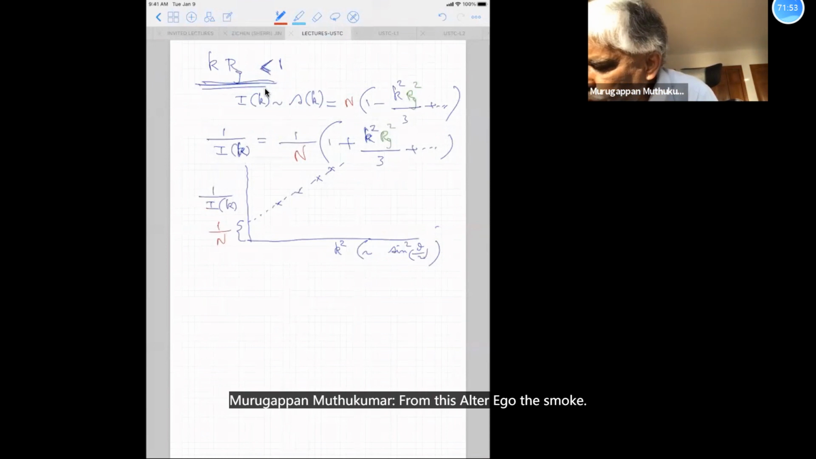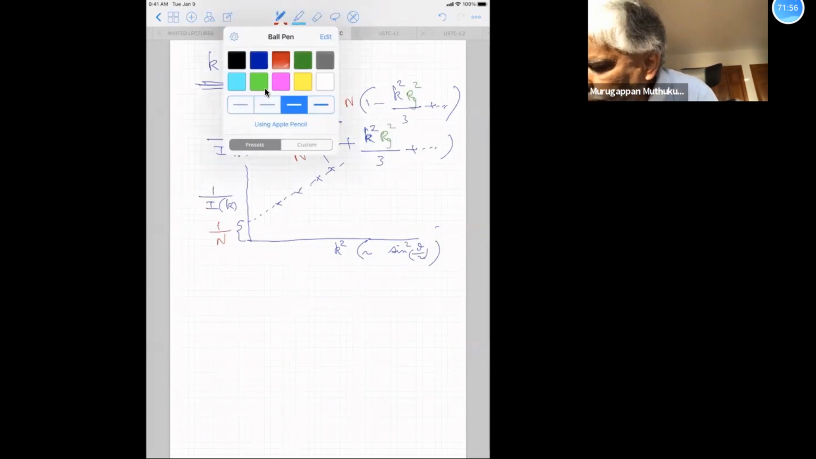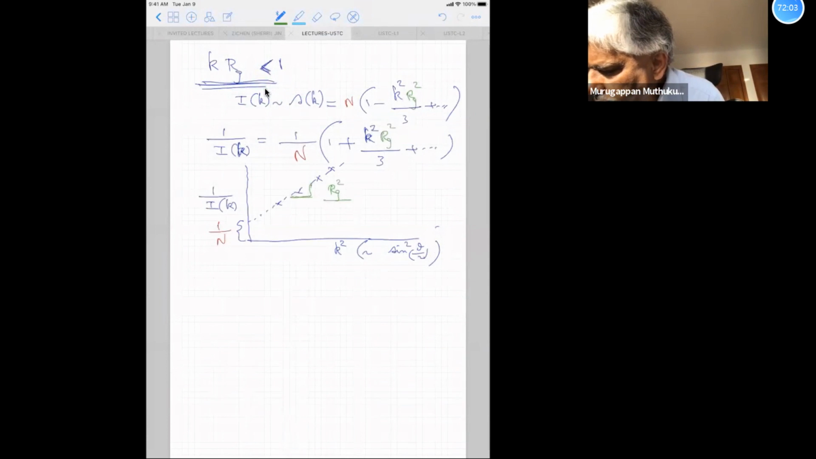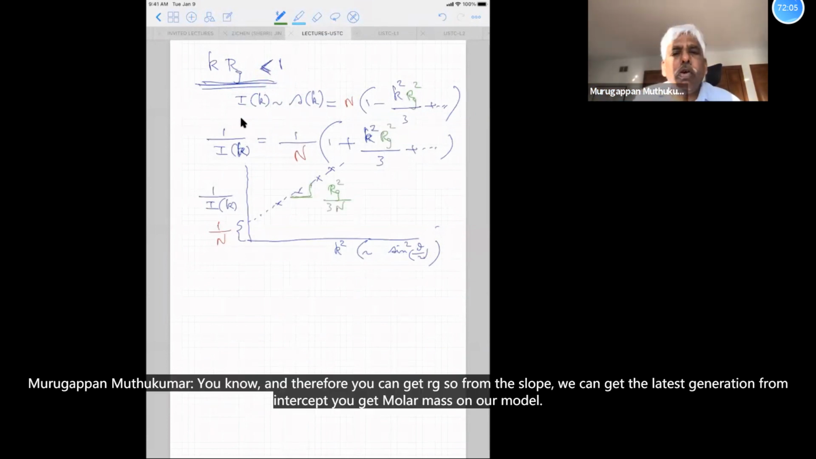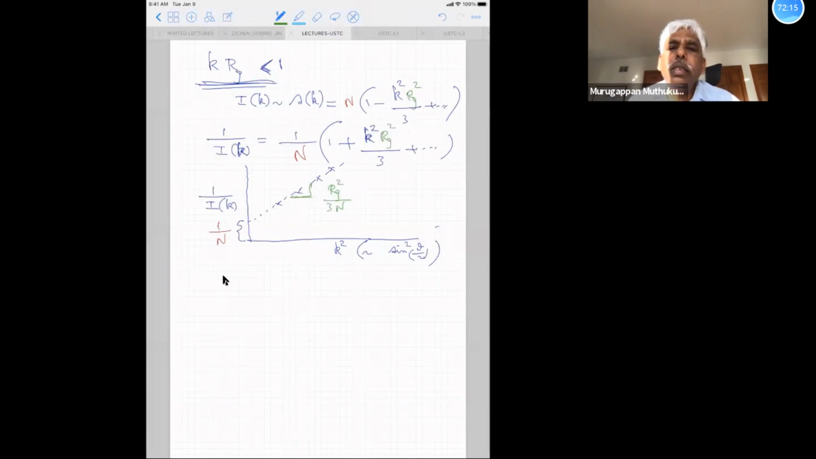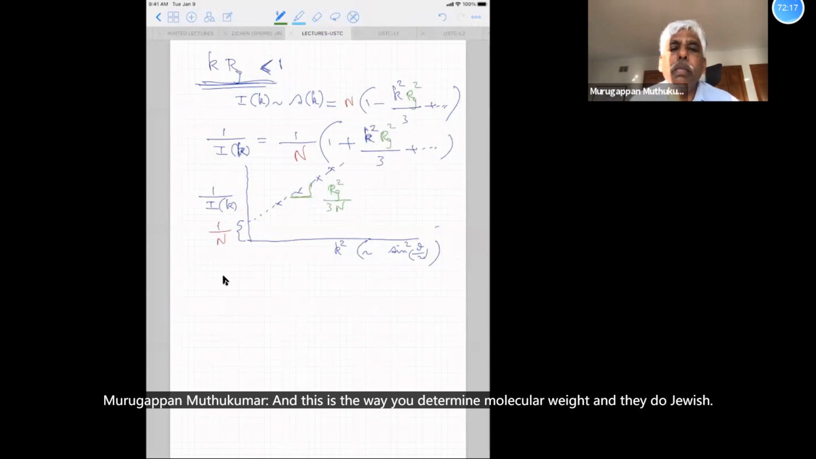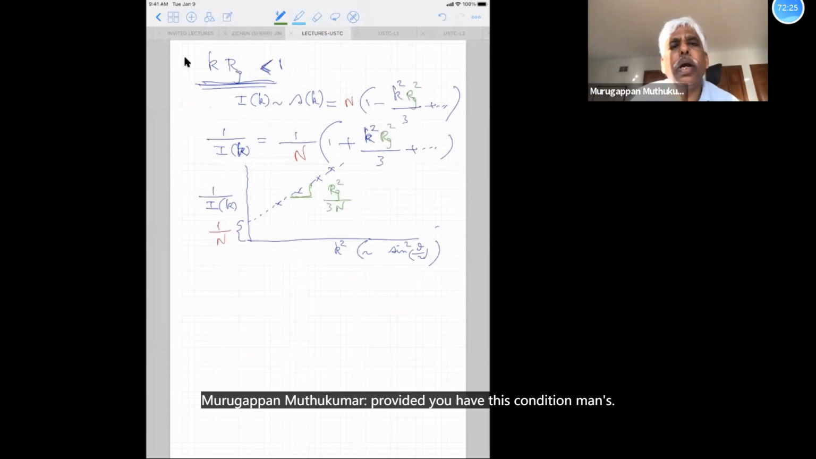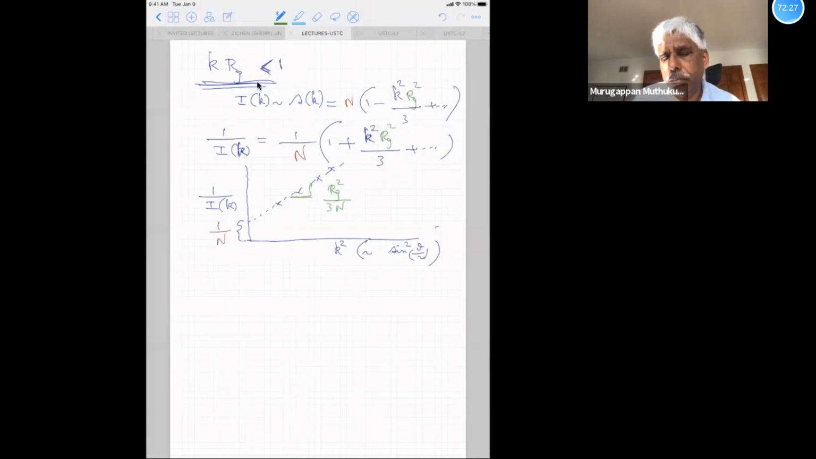From this, you also get the slope here. And then you can tell the slope. That slope is Rg squared divided by 3n. You know n, therefore you can get Rg. So from the slope, you can get radius of gyration. From the intercept, you get molar mass, 1 over molar mass. And this is the way you determine molecular weight and radius of gyration, okay, for any system, provided you have this condition met.